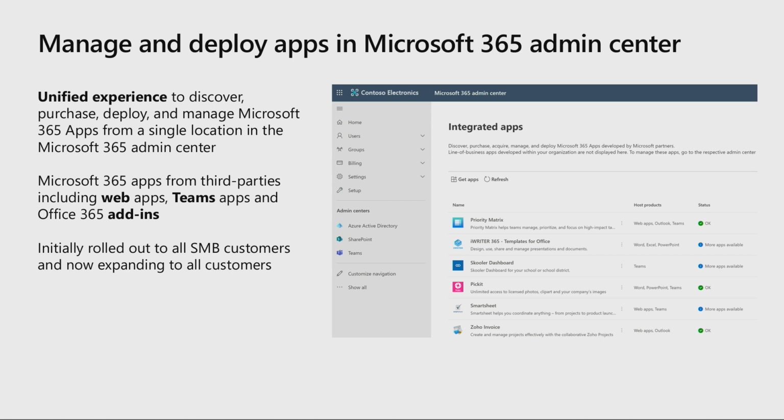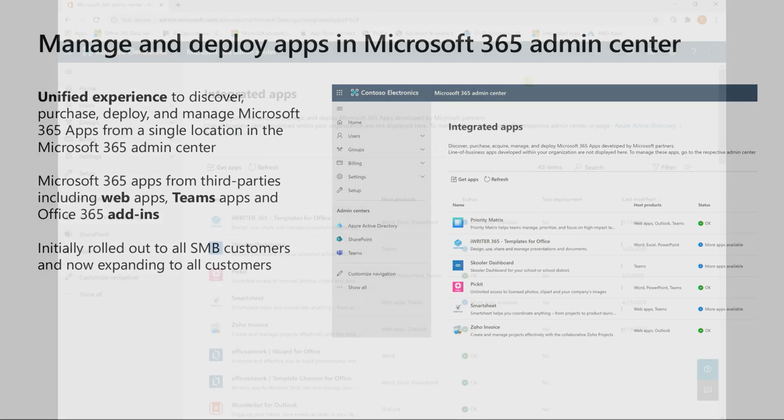To give an example, if let's say you have Priority Matrix app, which is blocked in Teams Admin Center, once you deploy that app in M365 Admin Center, that app would get auto-allowed at an org-wide level in Teams Admin Center. Let's look at the demo.